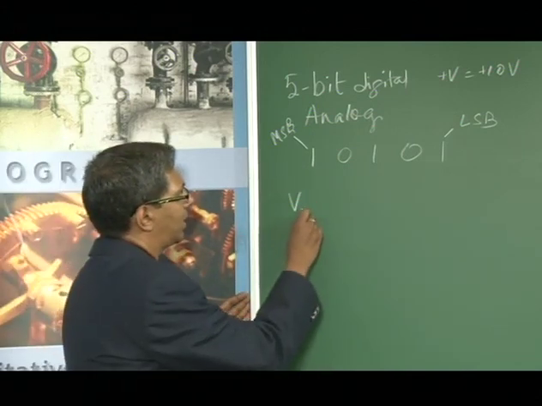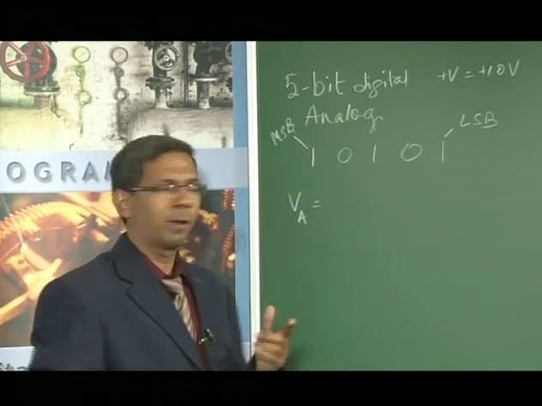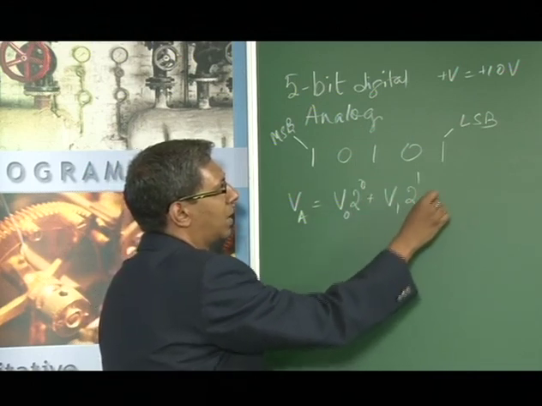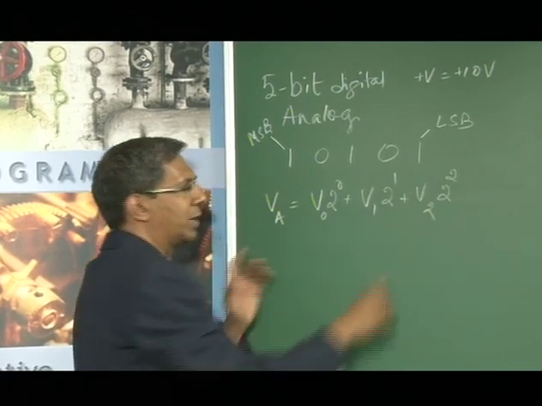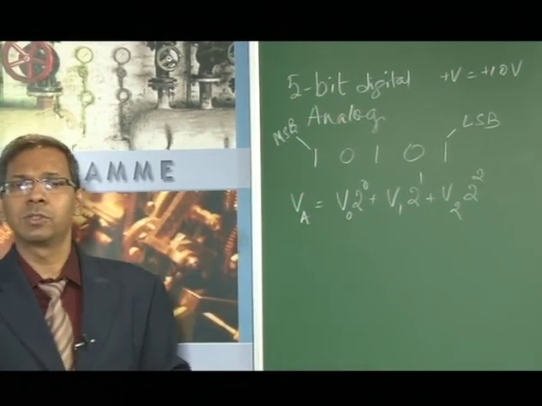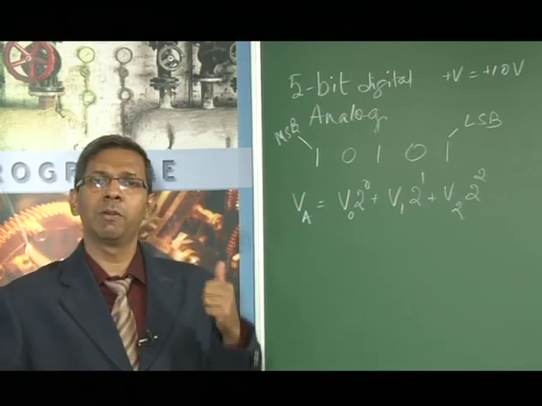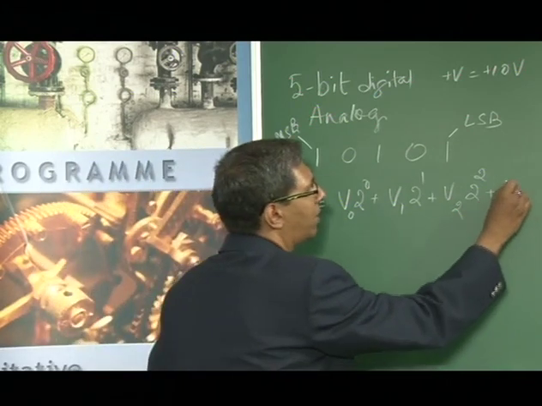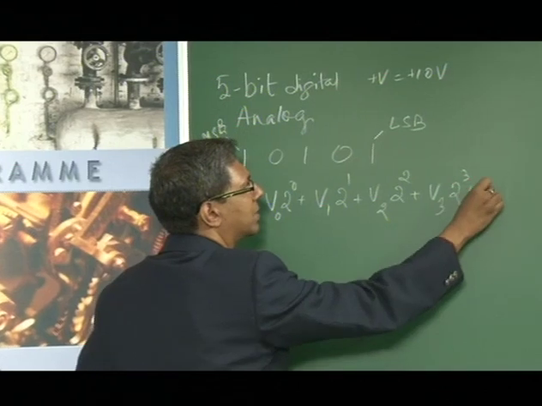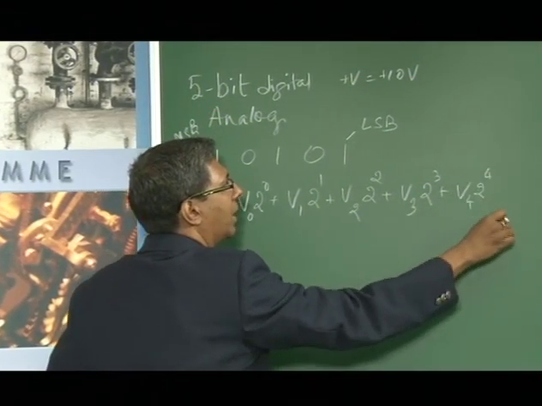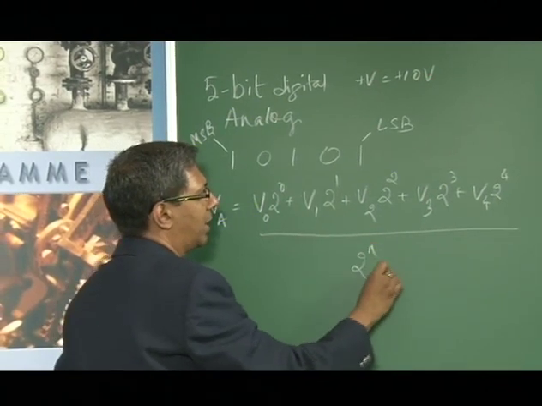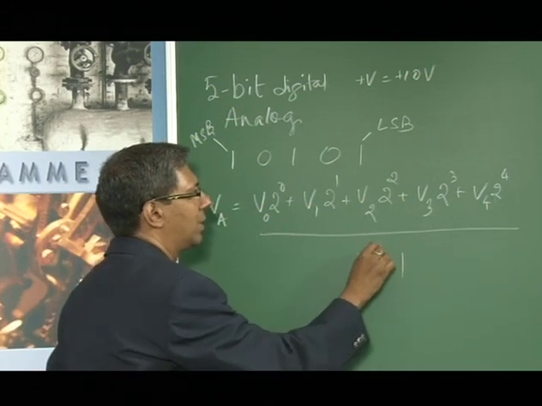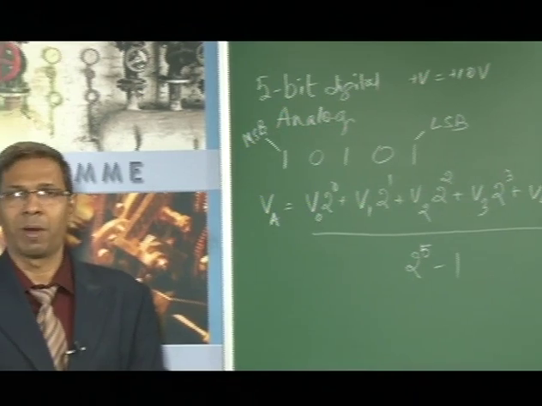So what is the analog equivalent now? The generic expression was V0 2 raised to 0 plus V1 2 raised to 1 plus V2 2 raised to 2. We have to go on till where? If it is a 3-bit, we go for 0, 1, 2. If it is a 5-bit, we have to go for 0, 1, 2, 3, 4. So I have to go all the way up to V4 2 raised to 4. And what is the denominator going to be? 2 raised to n minus 1. So what is n in my case? N is 5-bit. So it is going to be 2 raised to 5 minus 1.